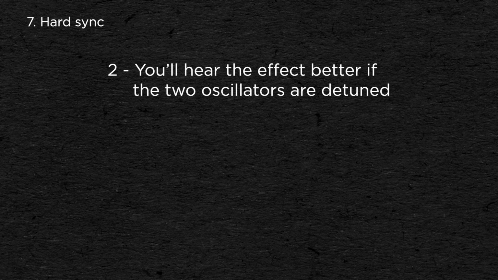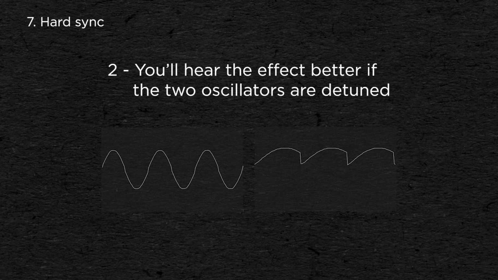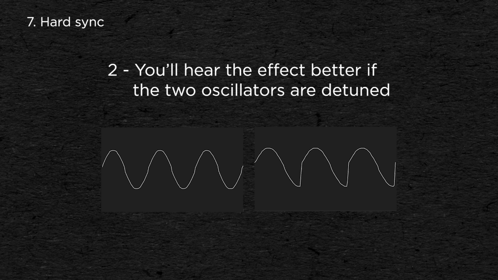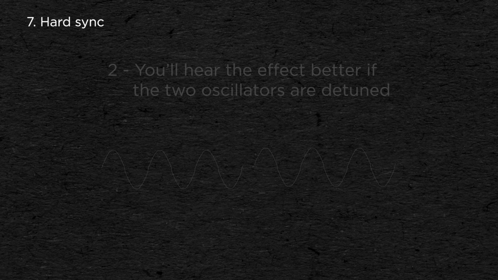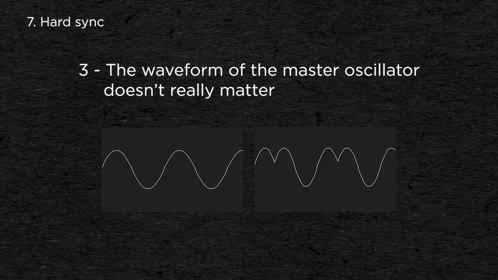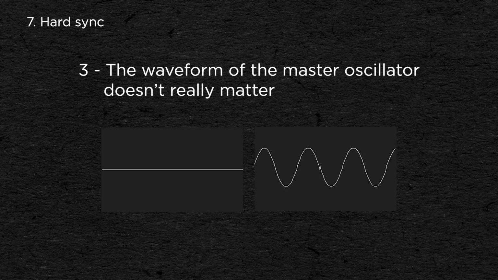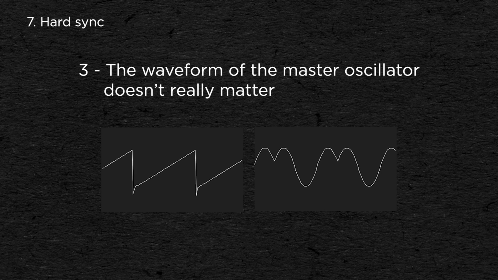Two, you will hear the effect better if the two oscillators are detuned or play two different notes, because if they are perfectly in tune and they play the same note, then their phases would be perfectly in sync and it won't cause any break in the waveform, it would be seamless. And three, the waveform of the master oscillator doesn't really matter because it is only its frequency that will determine when to reset the period of the slave oscillator.